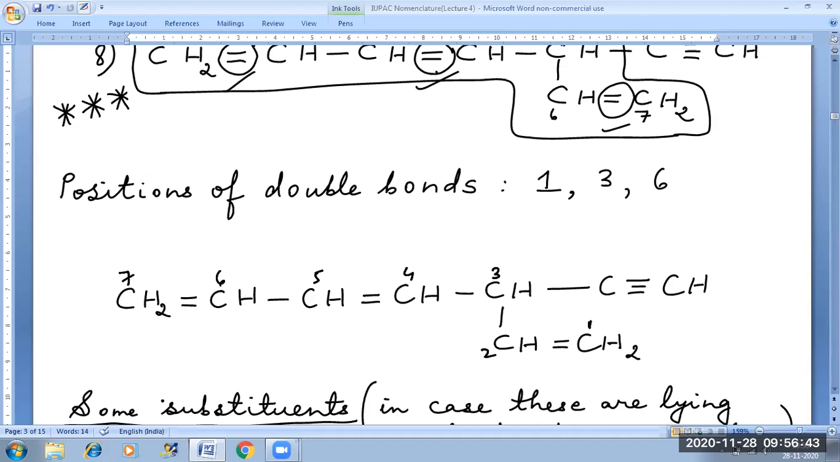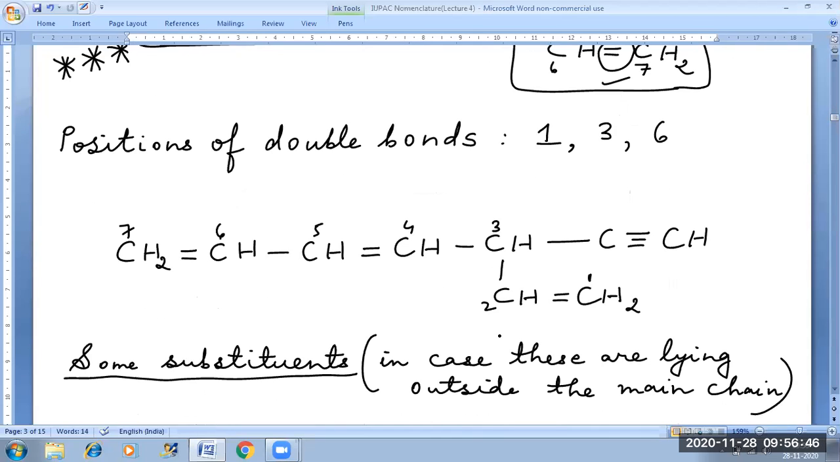In this case, the positions of double bonds are what? 1, that is this one. 4, that is this one. And then 6, that is this one. So we have clearly mentioned the positions of double bonds in this. Now tell me which is correct. First one. Great, because 3 is lower than 4.